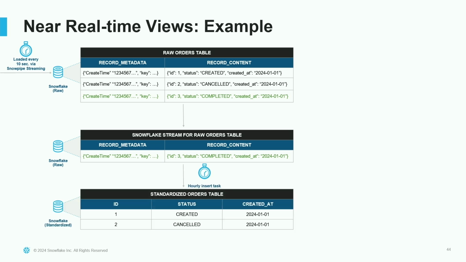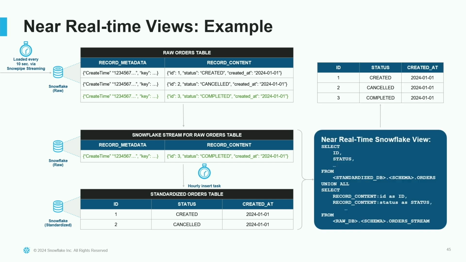And then we have our standardized table, which contains data that's inserted from our stream on an hourly cadence. And the key thing to note is that the third record that was just inserted into our raw table has not yet made its way into the standardized zone.